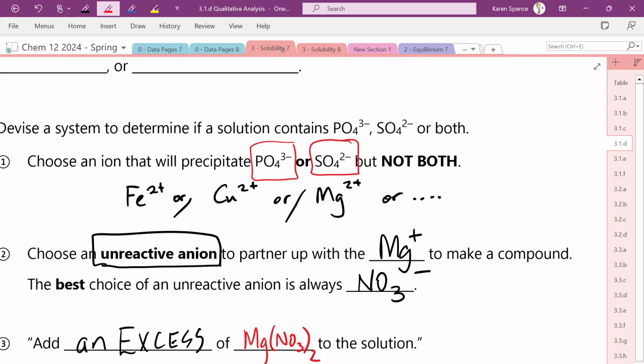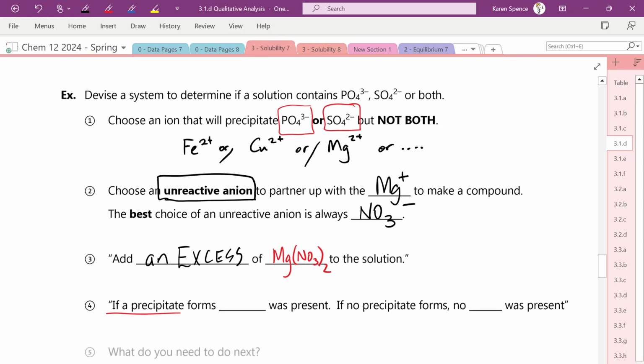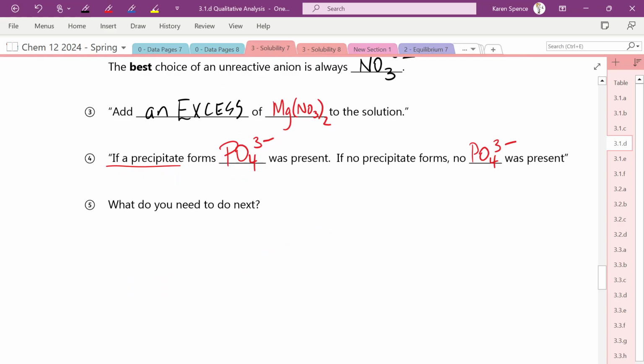If no precipitate forms, no phosphate was present. What do you need to do next? Tell your partner.